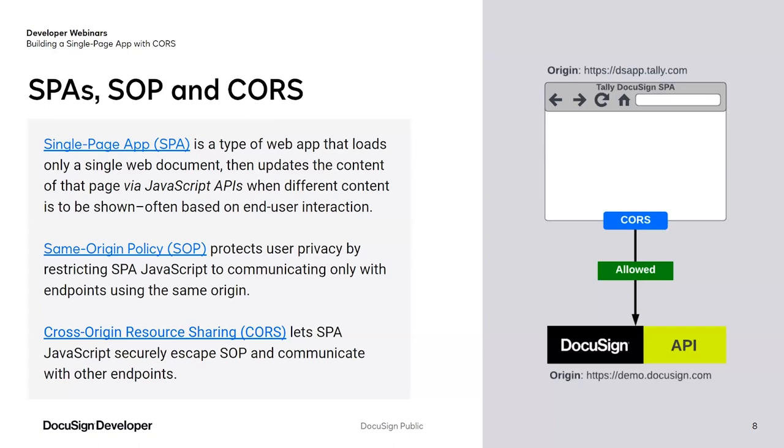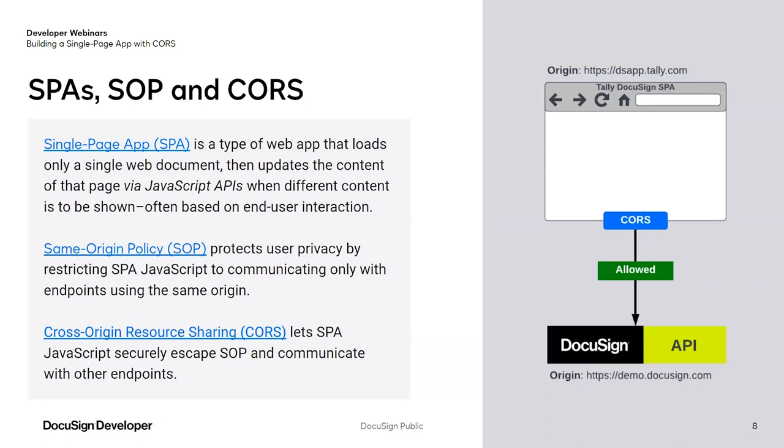Single page apps are types of web apps that load a single web document, then subsequent updates to the app and the document occur through JavaScript APIs. This is typically when customers are interacting with the app or when there are asynchronous events that occur, and JavaScript is used to handle those events. They drive this dynamic updating of the single page.